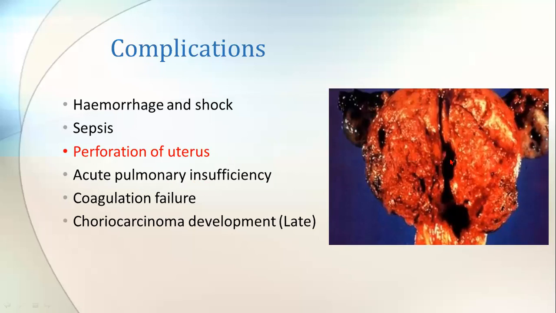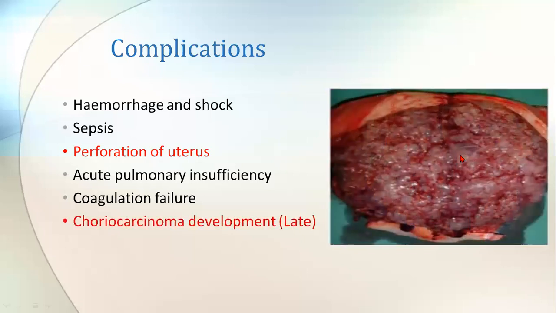Again, what happens because of the rupture? These moles enter the bloodstream and lead to the deposition of fibrin and the addition of platelets, leading to coagulation failure. The mother may develop disseminated intravascular coagulation. And the last is development of choriocarcinoma if the patient is not diagnosed.